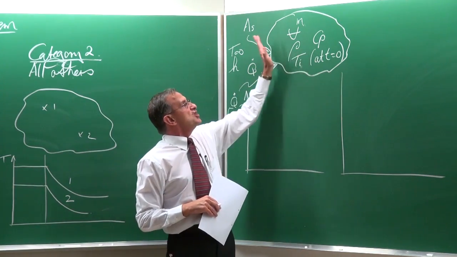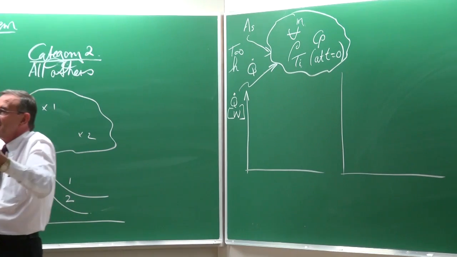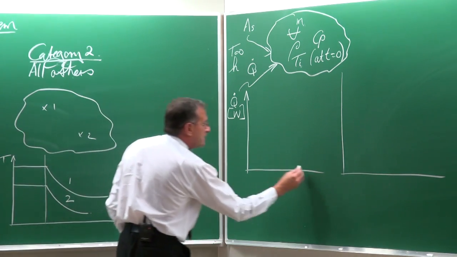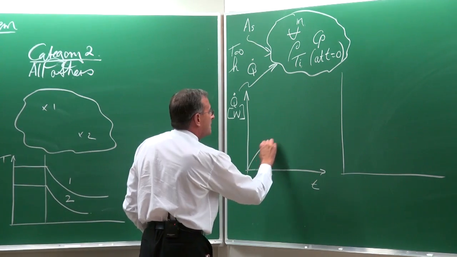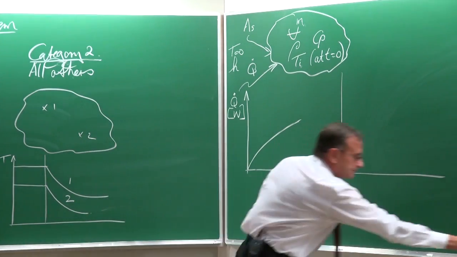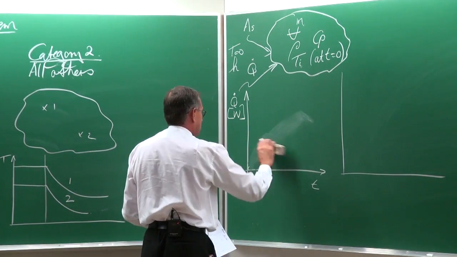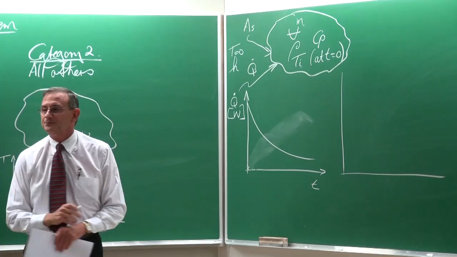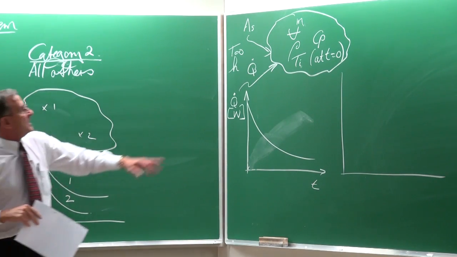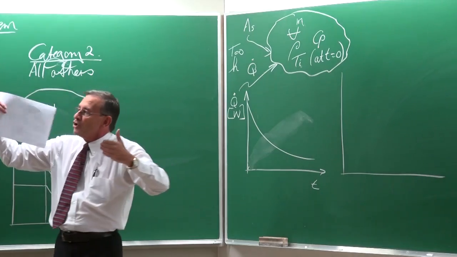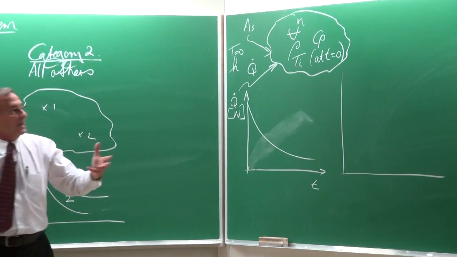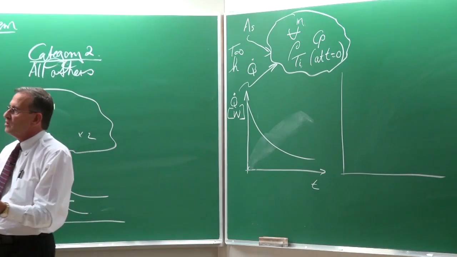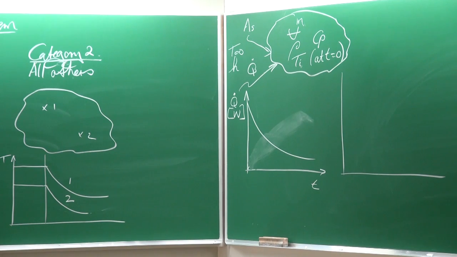Now, this body was initially at a constant temperature, so it didn't get any heat. Therefore, its heat transfer rate in the beginning would be equal to 0. So at t equals 0, this temperature difference is the largest. Let's suppose this is 100 degrees Celsius and that is 0. So at t equals 0, the temperature difference is 100, so lots of heat can go in.